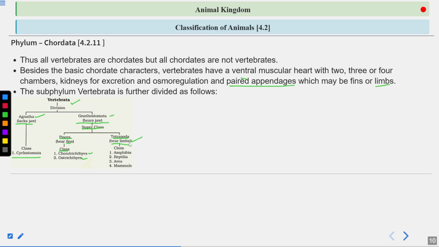So coming to this, Tetrapoda bears limbs. Now we have 4 different classes, like Amphibia, they bear limbs, Reptilia, they bear limbs, Aves, they also bear limbs. Their hind limbs are in the form of legs, but their forelimbs are in the form of wings. Wings, birds. Mammals, we have forelimbs in the form of hands and hind limbs in the form of legs. So again, Tetrapoda.